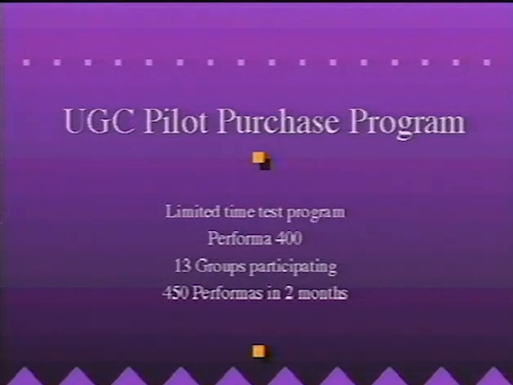We had 13 groups participating. We basically put the whole program together in about 2 weeks. It had a duration of 2 months. It ended last Friday. In that period of time, we had about 450 Performa 400s sold within those 13 groups. Pretty successful program. The pricing was very aggressive. It was a Performa 400 at $899 with a monitor and bundled software and one-year support. And if you wanted the really nice monitor, we bumped it up to $949. And we're very happy with the outcome on this program.